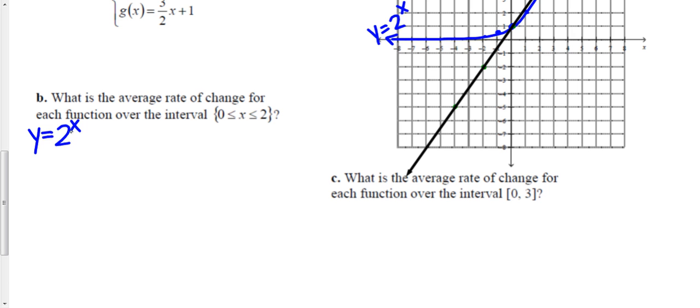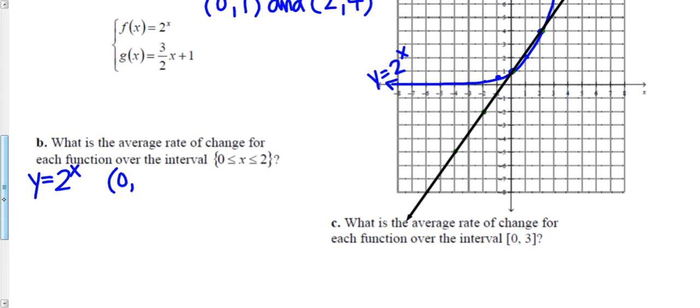So again, I'm going to be showing you how to do the work. We're going to be doing the work nice and neat, and I expect you to be doing the same for the notes and for your homework. So we'll write down, when x is 0, what is my y coordinate? We can either look at our graph or look at the table. If I look at the graph, for my blue line, when x is 0, y is 1. And then for when x is 2, I see that y is 4.